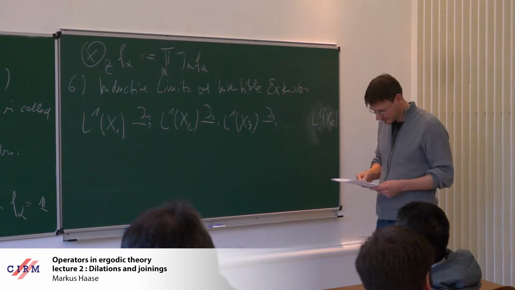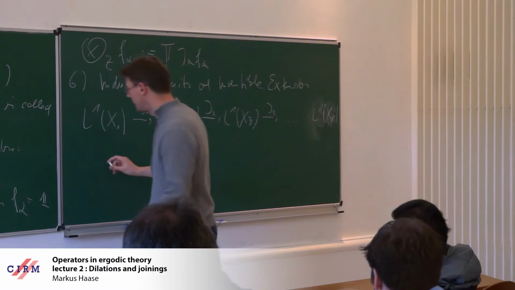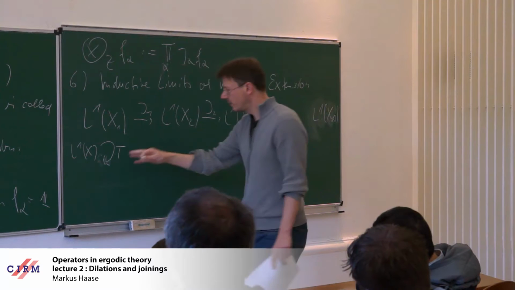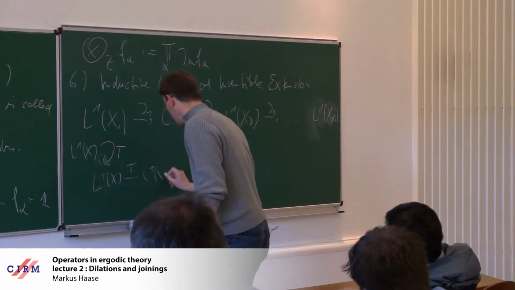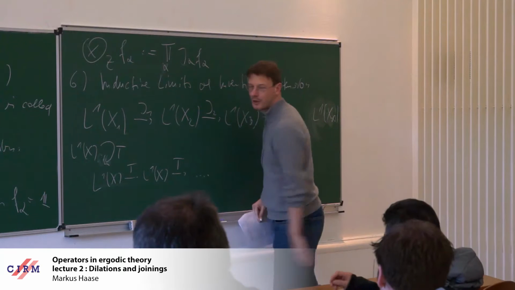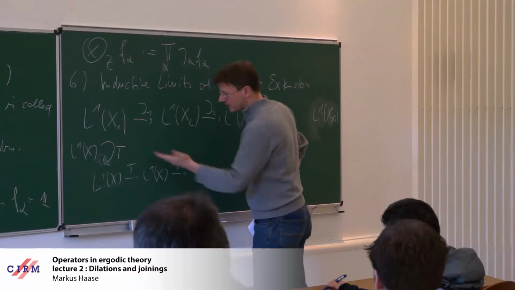Okay, so now let's apply this to the situation. Suppose you have one space X, and you have the dynamics on that space. Then you can set up the following chain. You get an inductive system. This is a Markov embedding, so instead of T, you rename it and name it J1 and J2. But this is just the situation. So it has an inductive limit here.